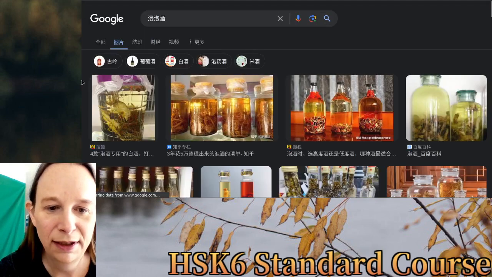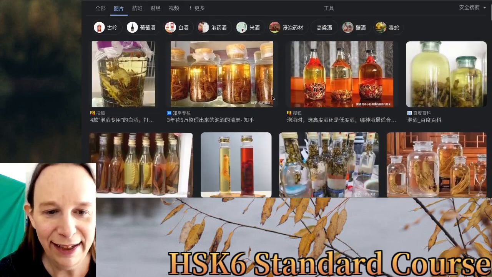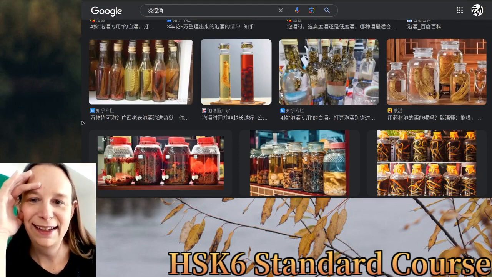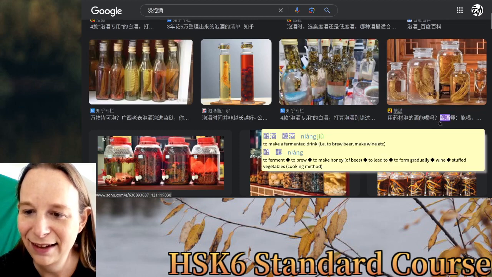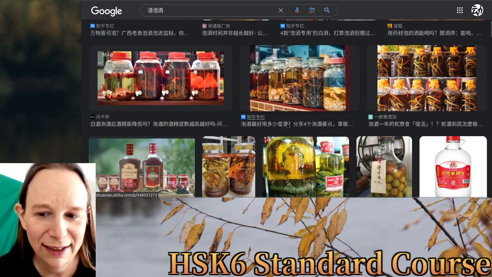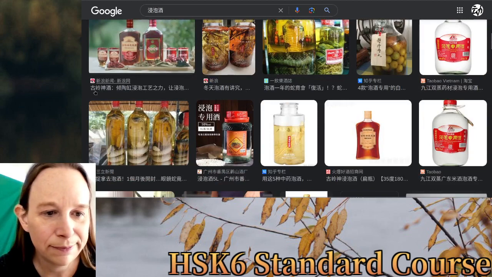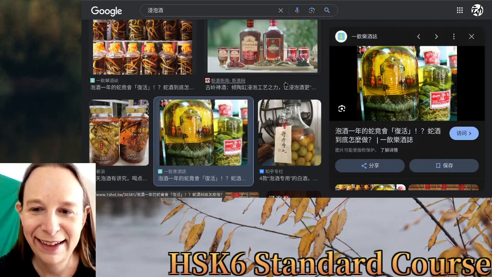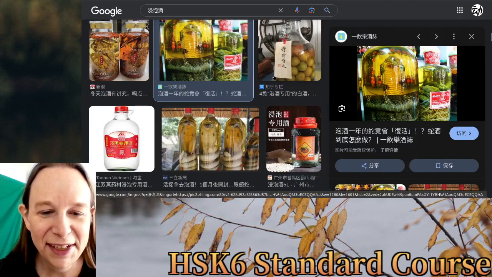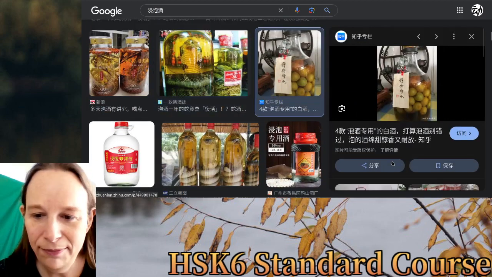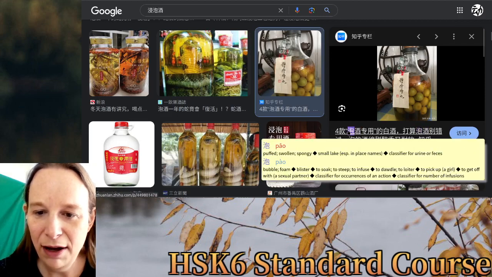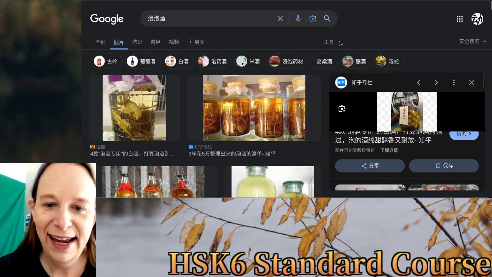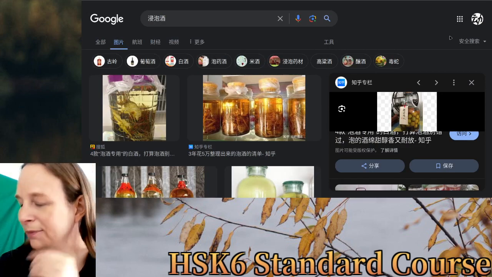What is 浸泡酒? Oh, you soak something in alcohol. I think I tried something like this. Some kind of alcohol, and it had ginseng in it. It's an infused snake. 泡酒专用. Okay. So a snake soaked in alcohol.